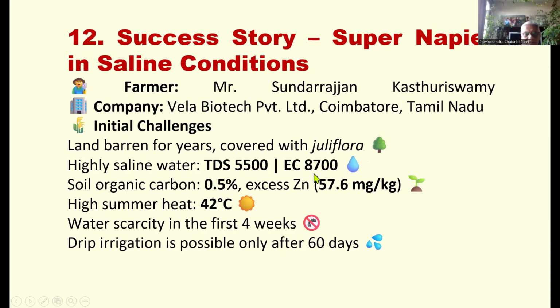micro per centimeter, soil organic carbon 0.5%, exchangeable zinc 557.6 milligram per kg, meaning ppm. High summer heat, 42 degrees centigrade. Water scarcity in the first 4 weeks. Drip irrigation is possible only after 60 days.